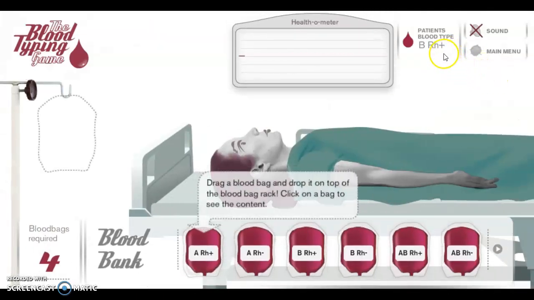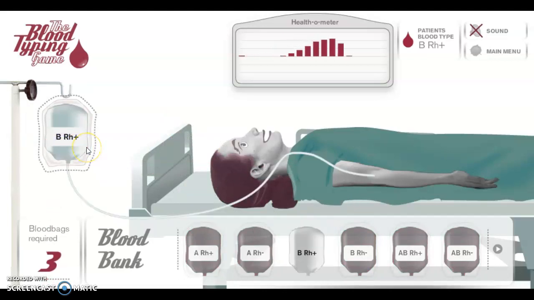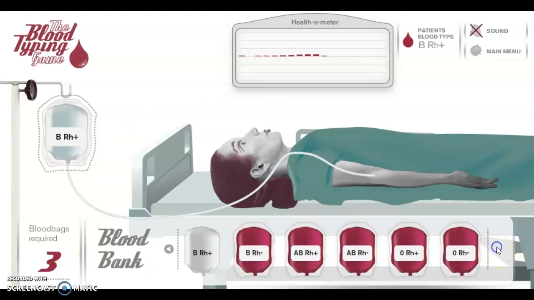So as always, we're going to start with the blood that matches her exactly, B Rh positive. That makes sense. Now we need 3 more bags of blood. Again, a good choice always for our next blood type is to choose the O.